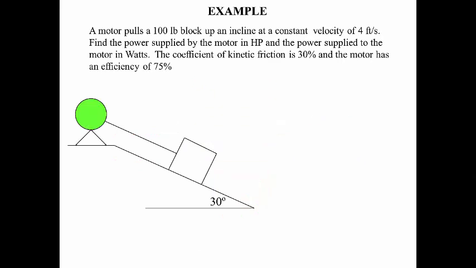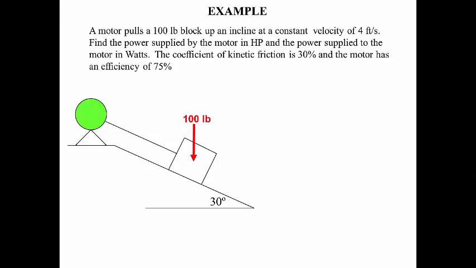Here's an example. We have a motor that pulls a 100-pound block up an incline at a constant velocity of 4 feet per second. We want to find the power supplied by the motor in horsepower and the power supplied to the motor in watts. So the power supplied by the motor is the output power of the motor. The power supplied to the motor is the input power. The coefficient of kinetic friction in this problem is 30%, and the motor has an efficiency of 75%.